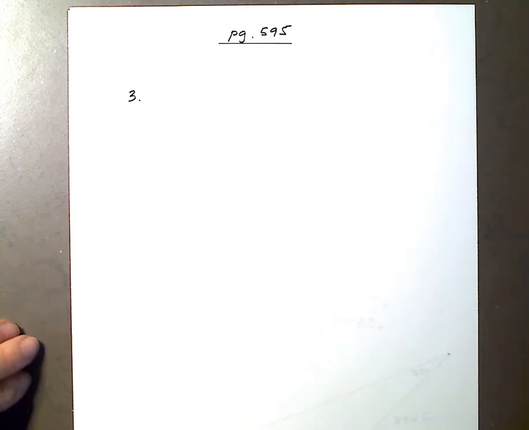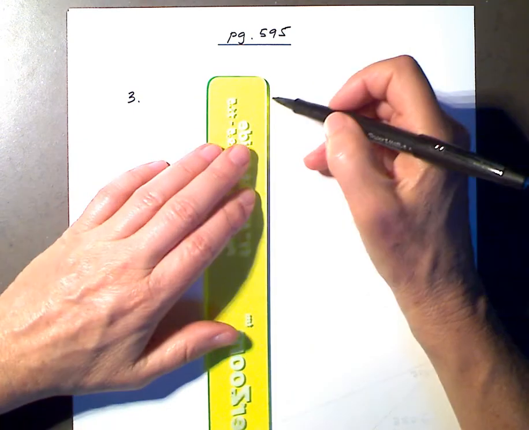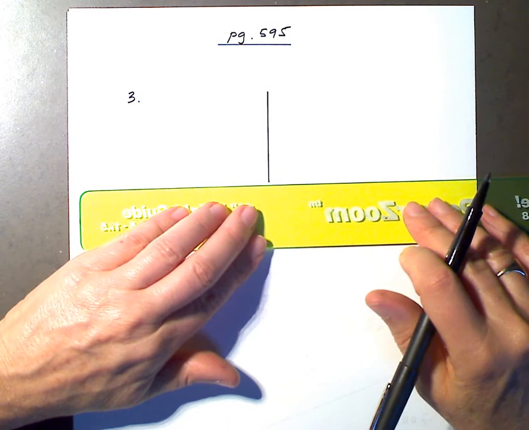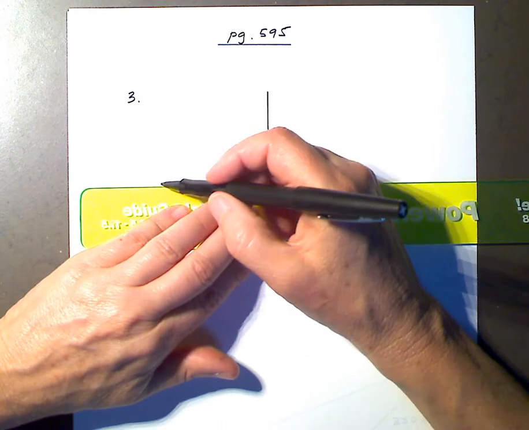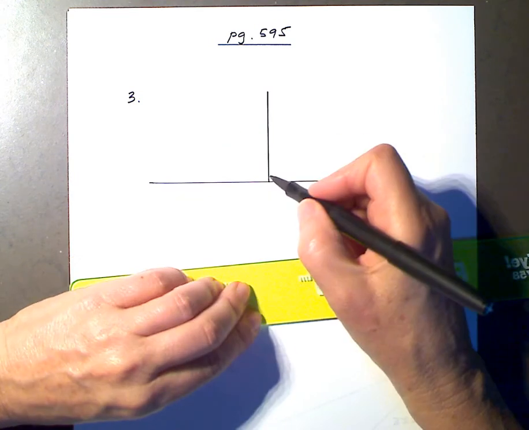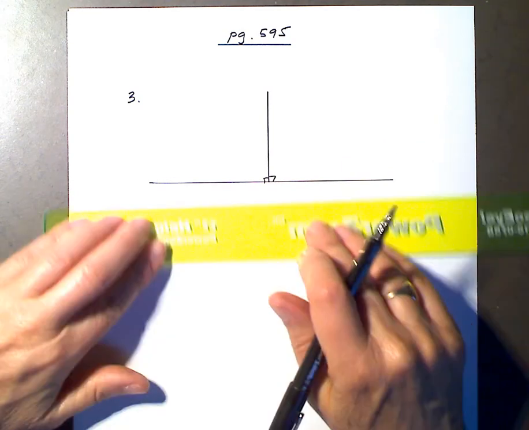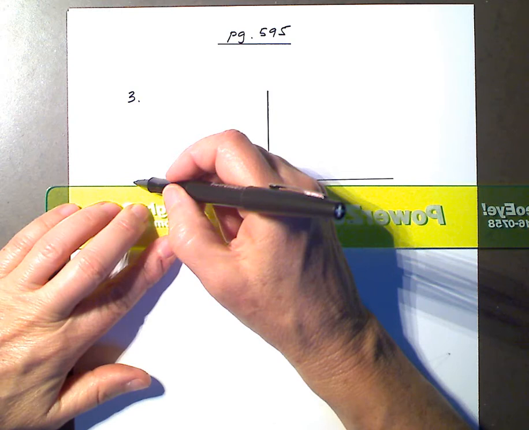This is number 3 on page 595, and in this problem I have two cables that are attached to the top of a television antenna, and it's attached on level ground. So if that's my antenna, here's the ground on each side, and the cables, one's a little longer than the other, so out a little further.